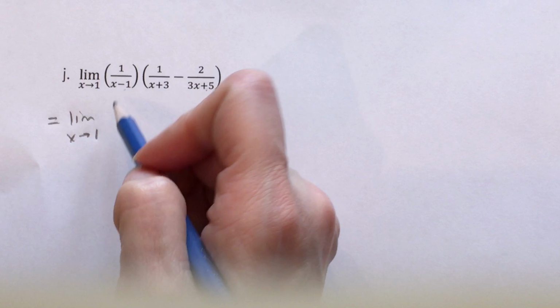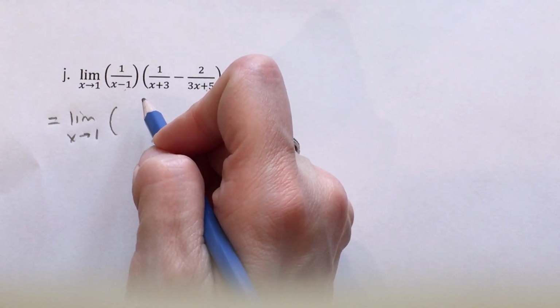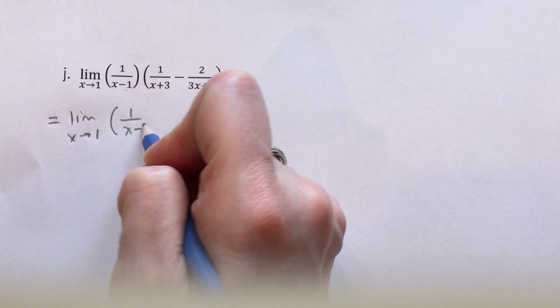Okay, so this one, we can't let x approach 1 because we have this x minus 1 here. Sometimes when you look at these and you say, well, I don't know what to do, sometimes you just start off by doing what you can do. So I see that I can subtract these fractions here, so I'm going to start off by doing that. So that's going to give me 1 over x minus 1.